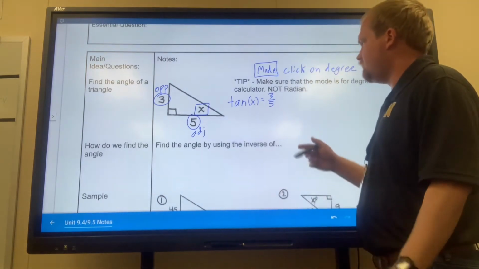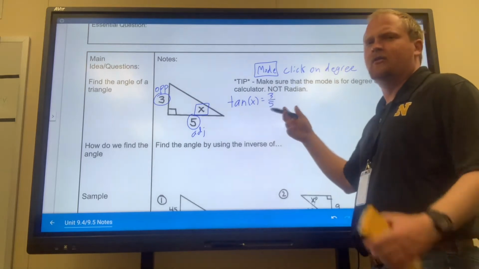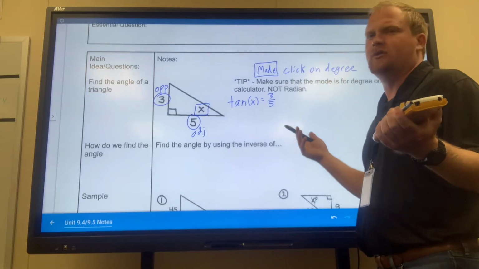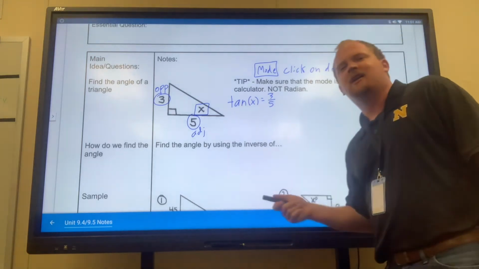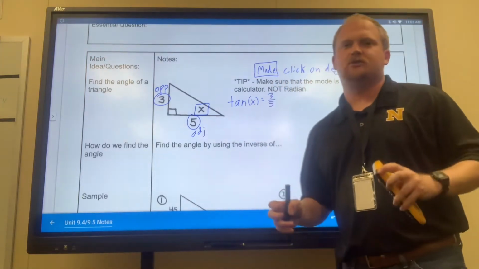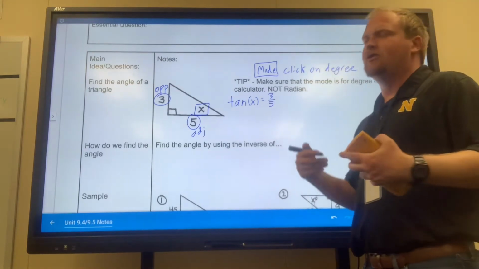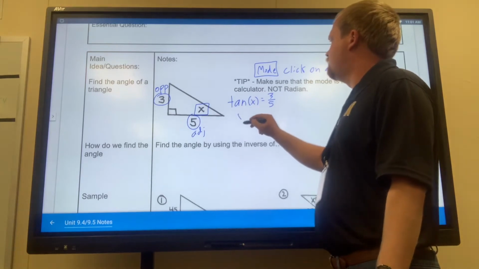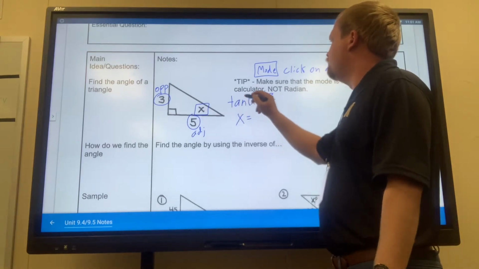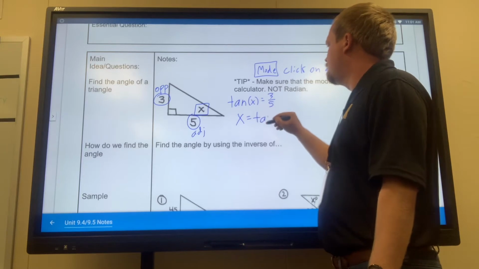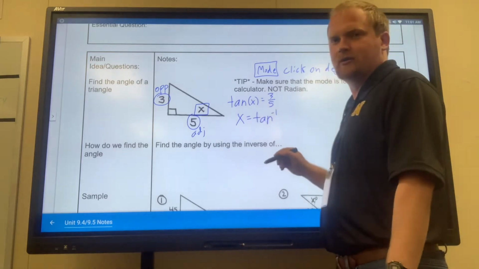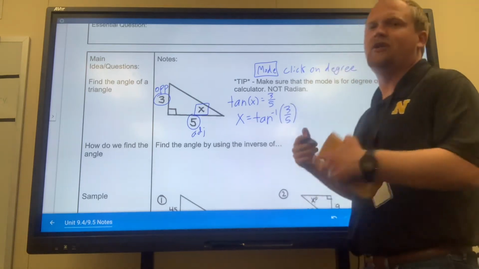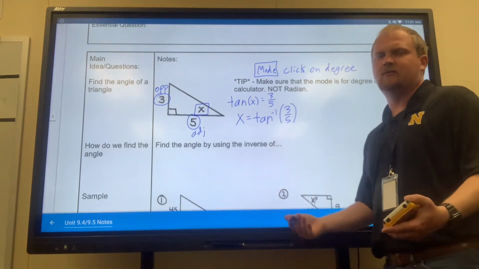As far as this, I can't really do much with tangent of x equals 3 over 5. But what I can do is what we call inverse, which is basically the opposite. So I want to find the inverse of tangent. I move this over, but I gotta put a -1 there, on 3 over 5, because I gotta do the opposite of tangent, which is inverse tangent.